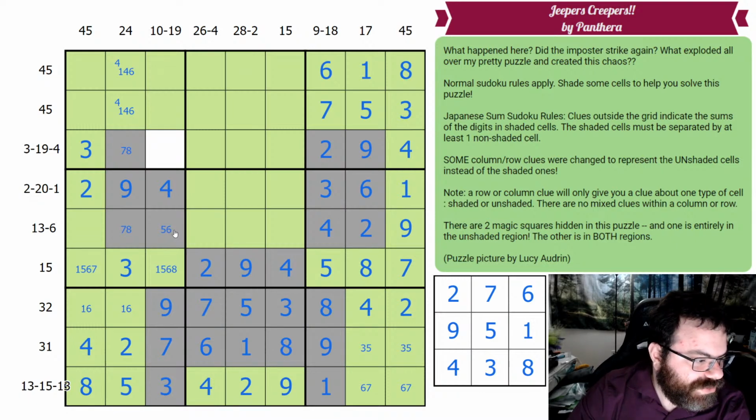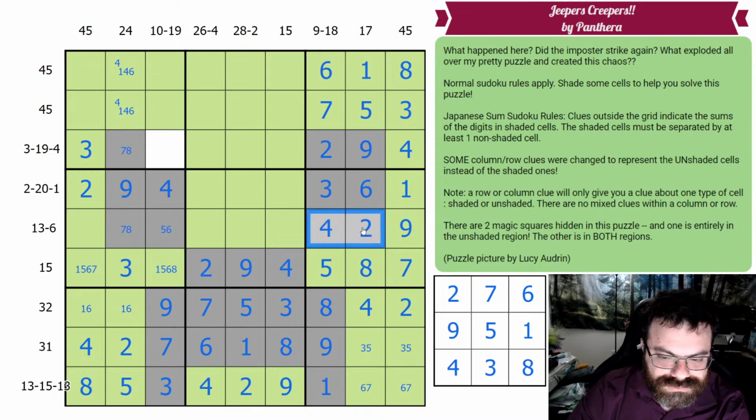Why does the 42 have to be gray? You mean this? It's for the row. These have to add to 6.